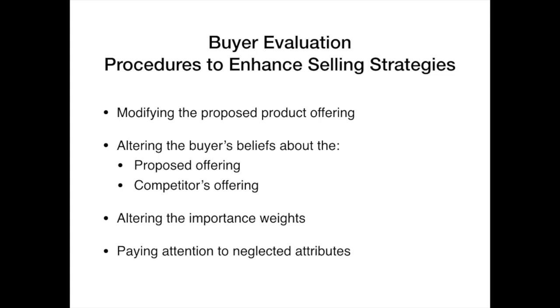You can also alter the importance weights of some of those specifications. You could focus on some of the things you know about the marketplace and maybe current trends, and try to alter how the buyer feels about some of the things that they think they need or want. Sometimes a good strategy for a seller is to pay attention to neglected attributes. Maybe there's some attributes that your product can offer that the buyer doesn't think very much about at the time. You can focus their attention on those attributes and explain how they can help the buyer in their business.